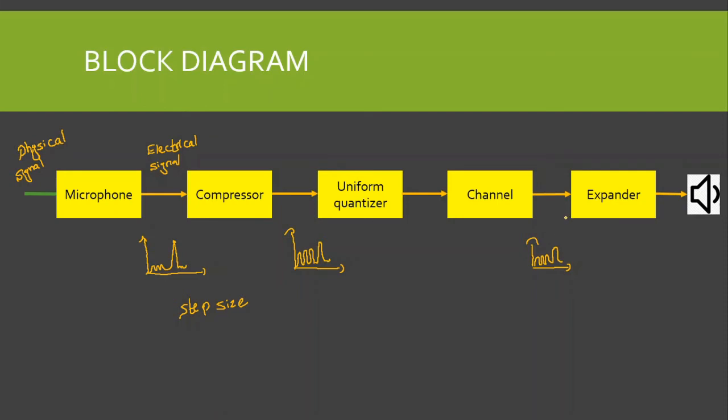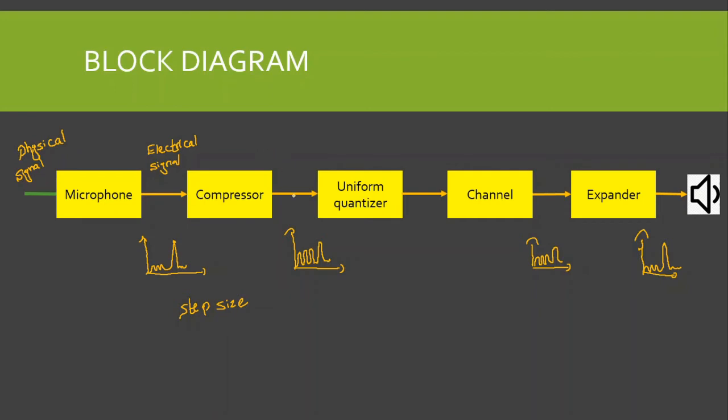When this signal is passed to the expander, the expander is going to attenuate the low amplitude components and amplify the high amplitude components. When it does that, I am going to get the original signal back, and this will be of this form. After this original signal, which is in electrical form, is passed to a loudspeaker, it will be converted to the same physical signal as it was in the beginning.